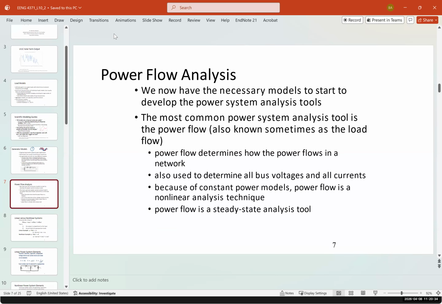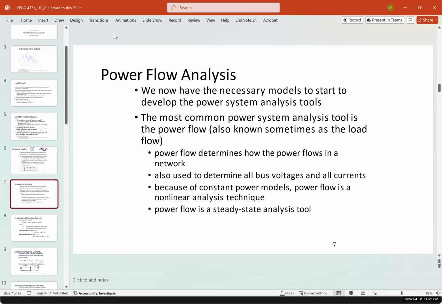Now, an important thing in modeling these systems is power flow analysis. We have the necessary models to start to develop the power system analysis tool. The most common power system analysis tool is the power flow, also known sometimes as the load flow. Power flow determines how the power flows in a network. It's also used to determine all bus voltages and all currents, and I'll explain that. I will solve some problems with that.